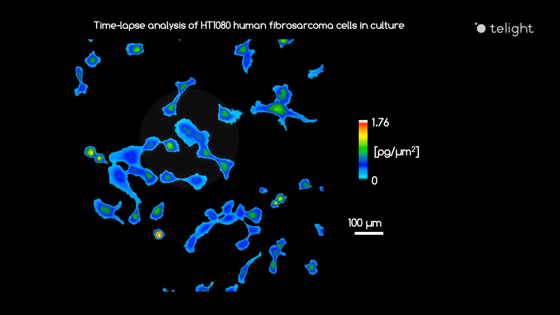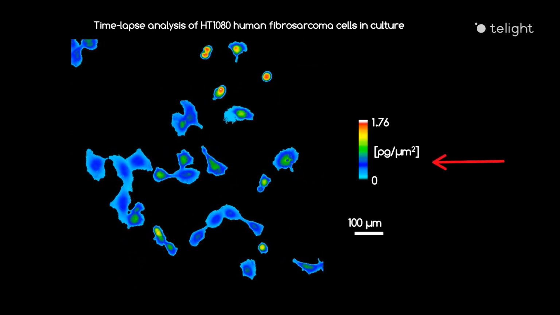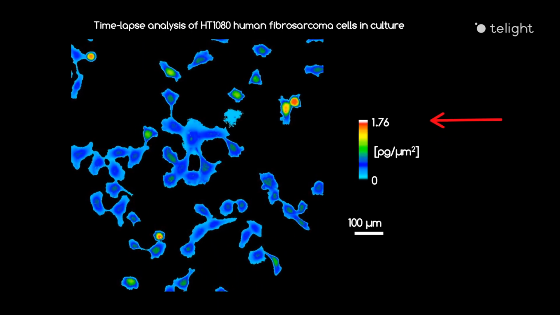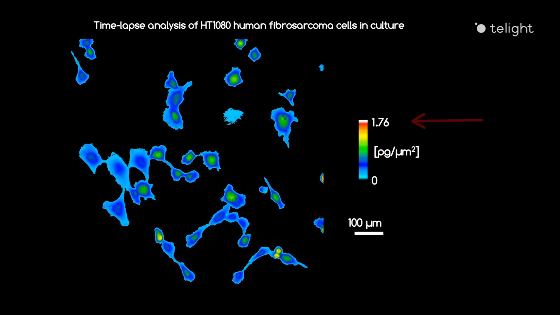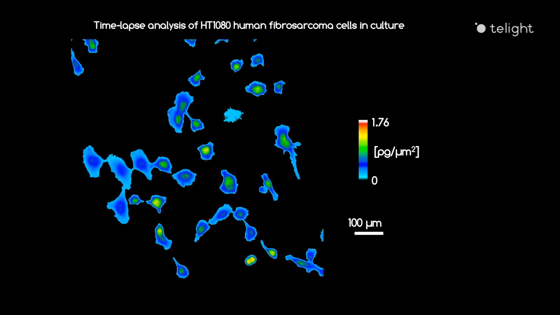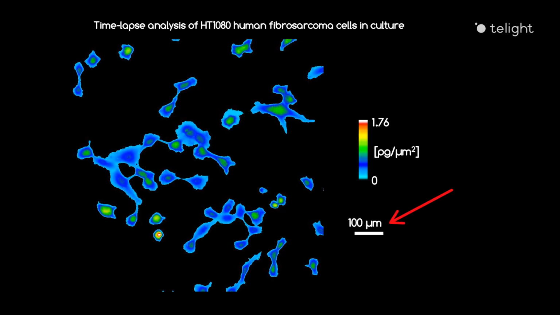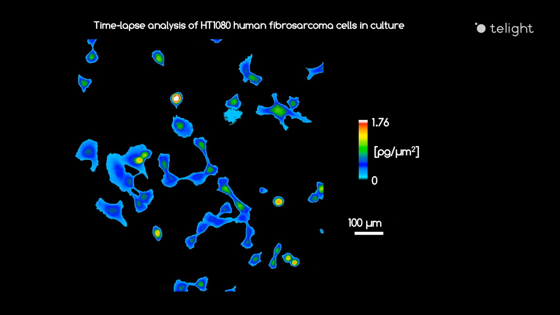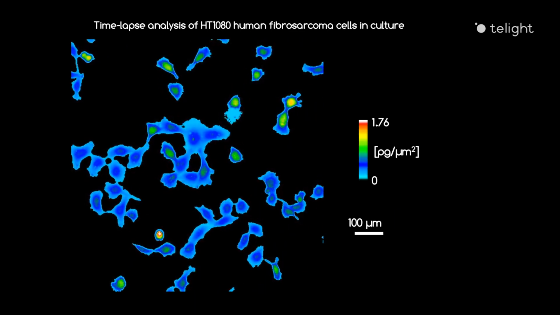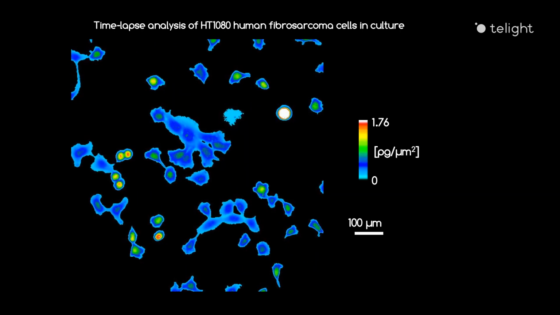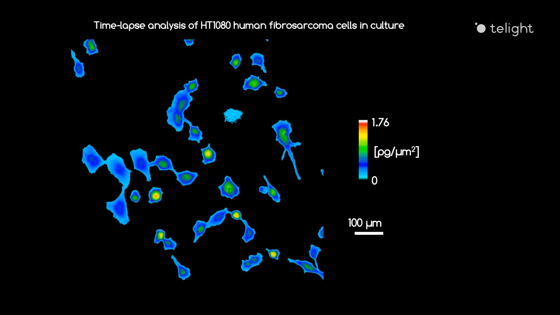The color coding is calibrated in picograms per micrometer squared. So the hot red colors is the highest density of dry material. The scale bar at the right bottom here represents 100 micrometers. So the whole field is about 600 micrometers, so it's like half a millimeter wide.